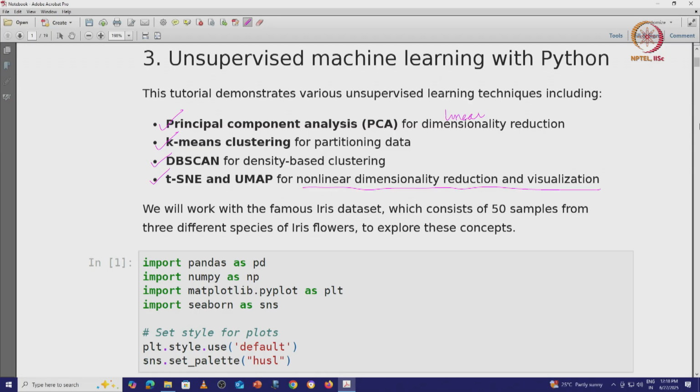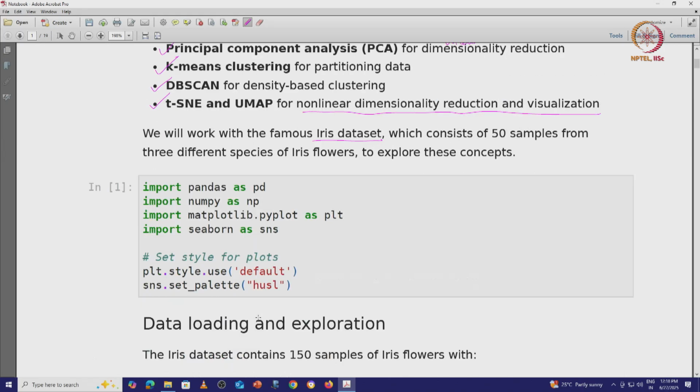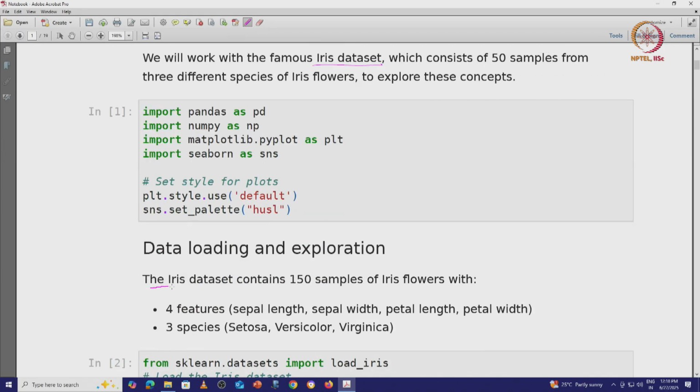Okay. For this particular tutorial, we will work with a famous data set known as the iris data set, which consists of 50 samples from 3 different species of iris flowers to explore these concepts. If you look up online, you will be able to see the types of flowers that are included in this data set. Alright, so the iris data set contains a total of 150 samples of iris flowers with 4 different features. So the features are the sepal length, sepal width, the petal length and the petal width.